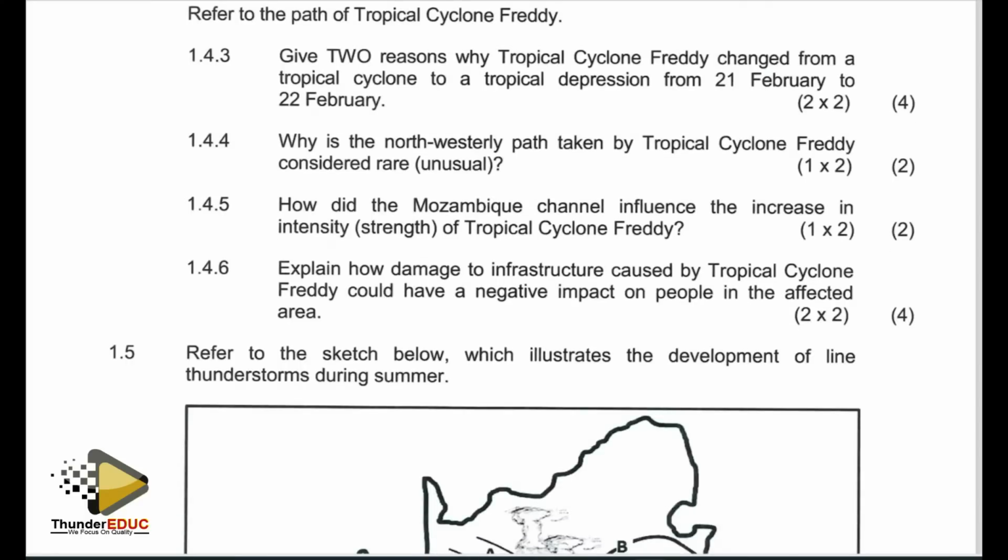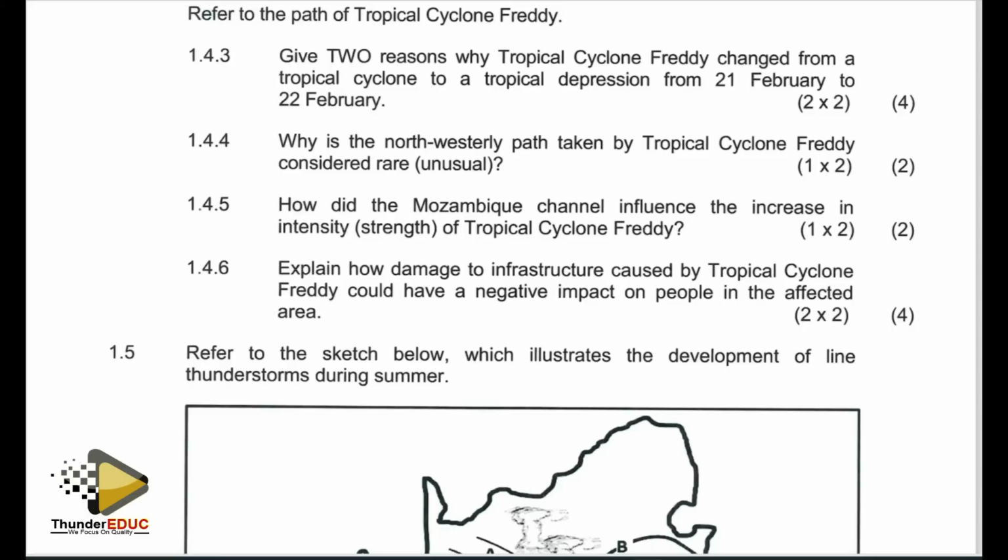Right, we can move on to the next question, which is question number 1.44. Why is the northwesterly path taken by tropical cyclone Freddy considered unusual? Right, before I answer this question, I would maybe want to clarify on the normal path that tropical cyclones follow. We know that tropical cyclones, in our hemisphere, the southern hemisphere, move in a direction which is from east to west. That is the general movement path of tropical cyclones under normal conditions. They move from east to the west, right?